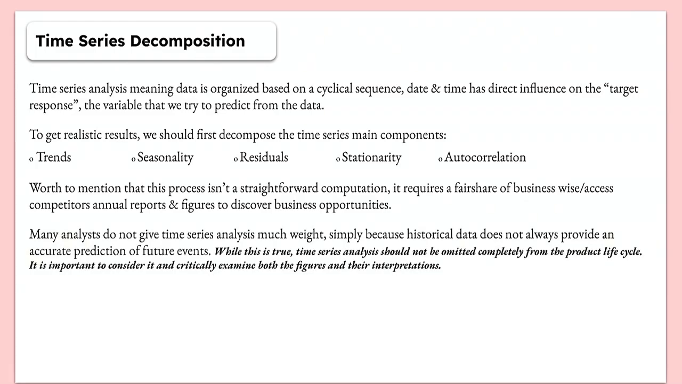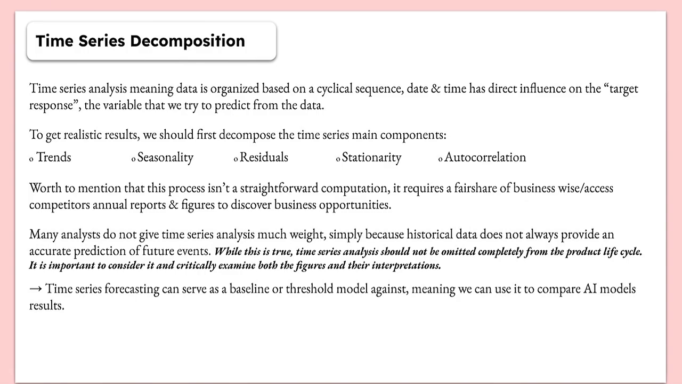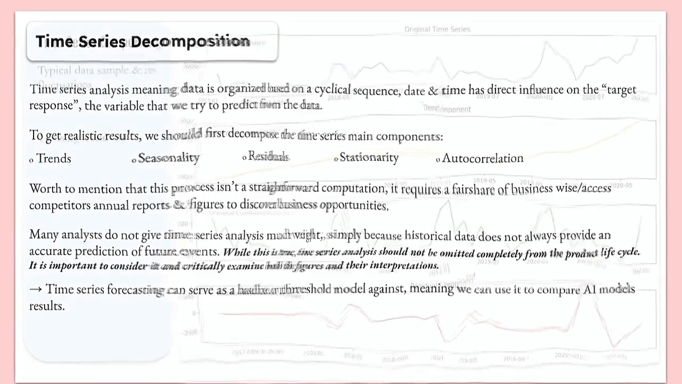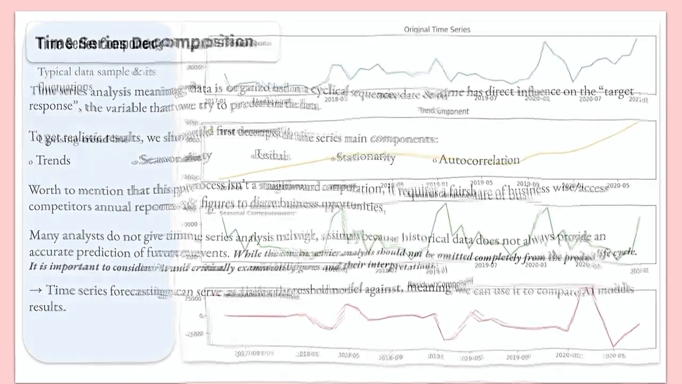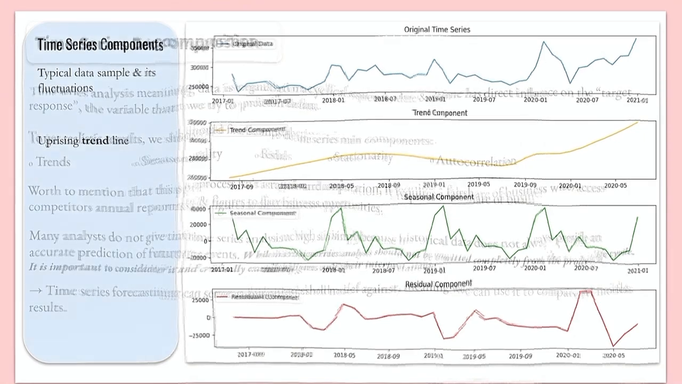Many analysts don't give time series analysis much weight, simply because historical data doesn't always provide an accurate prediction of future events. While this is true, time series analysis shouldn't be omitted completely from the product life cycle. It's important to consider it and critically examine both the figures and their interpretations. So, time series forecasting can serve as a baseline model against AI models, and then we can compare the results.